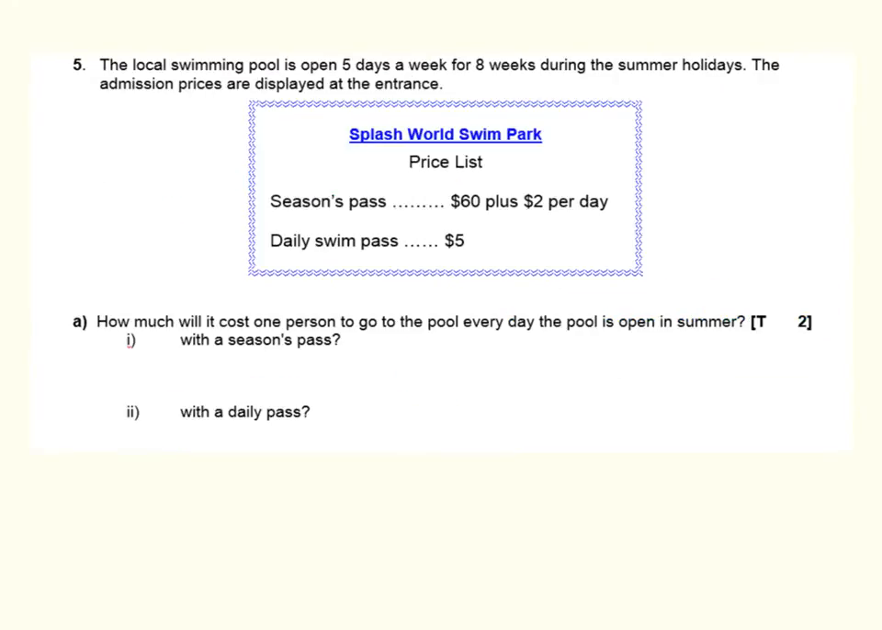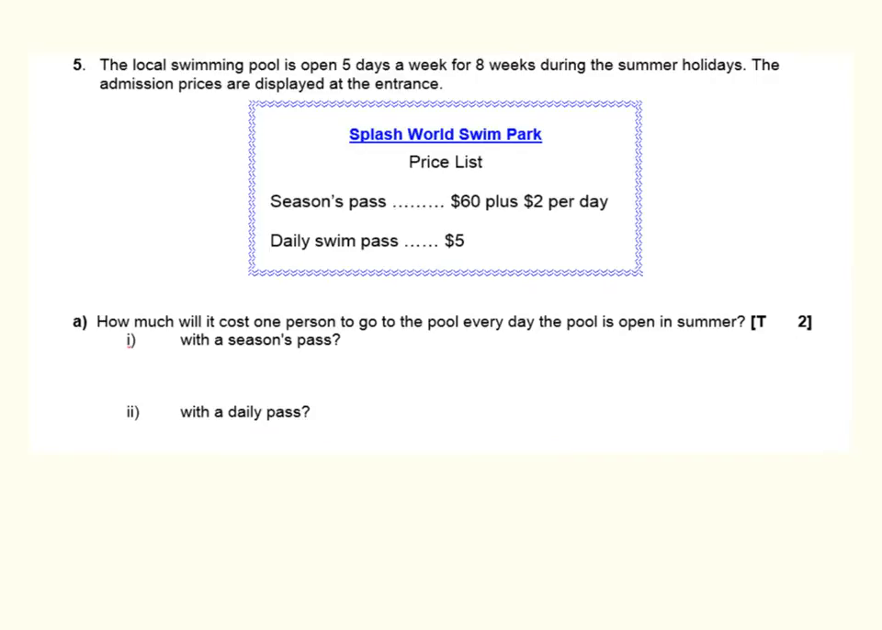Here's another question that gave some students some trouble. Number 5, the local swimming pool is open 5 days a week for 8 weeks during the summer holidays. The admission prices are displayed at the entrance. Splash World Swim Park price list. Seasons Pass, $60 plus $2 per day. Daily Swim Pass for $5. That's $5 per day, obviously, because it's a daily swim pass.